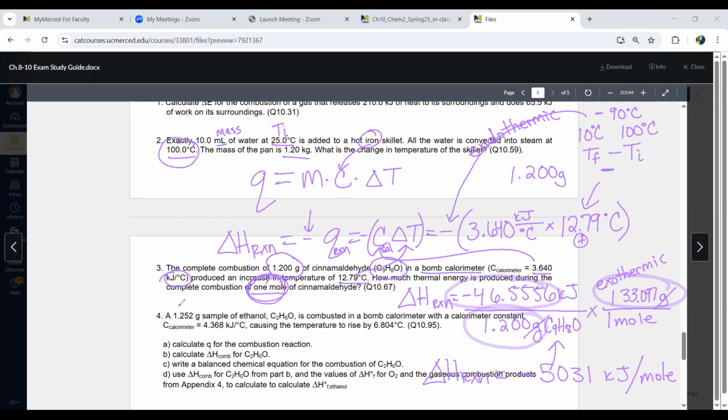Number 4 is the same way. We've got, so obviously he has a bomb calorimetry problem on the exam. We've got a mass of ethanol. We're combusting it in a bomb calorimeter, so there's C-cal, and we have the temperature change. Okay, I'm going to show you how to do number 4. So I'm going to erase the board.